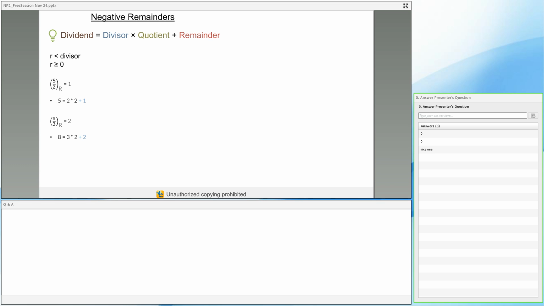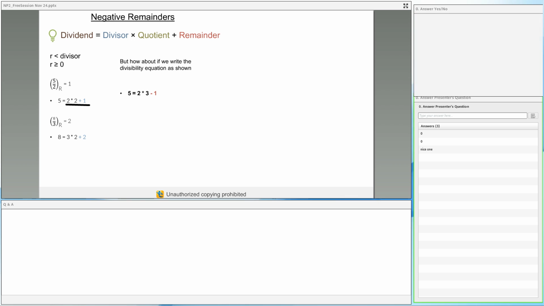But now let me ask you a question. So this is just an equation, right? 2 into 2 plus 1 will give you 5. But there is another way to write 5. Can I write 5 like this? 2 into 3 minus 1. Kindly mark yes or no. Can I write it like this? 2 into 3 minus 1. 2 into 3 is 6, minus 1 will give you 5.